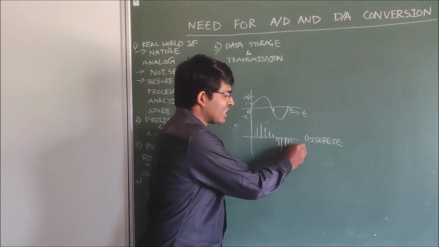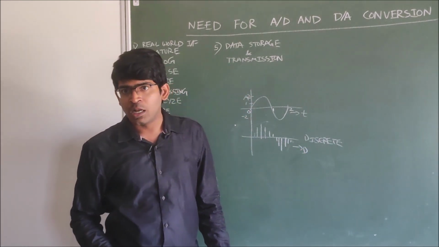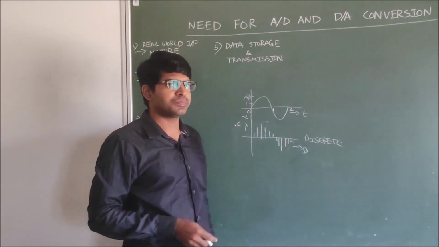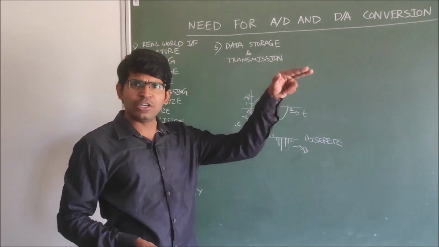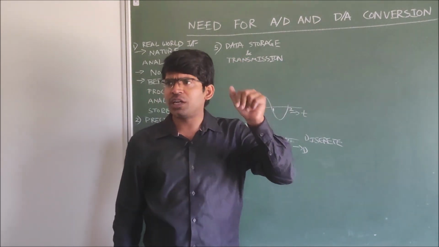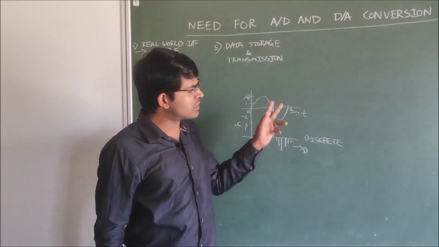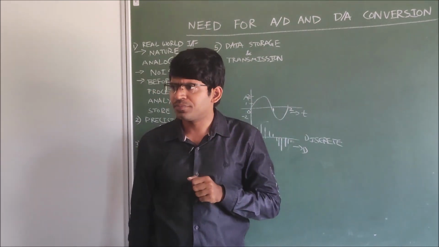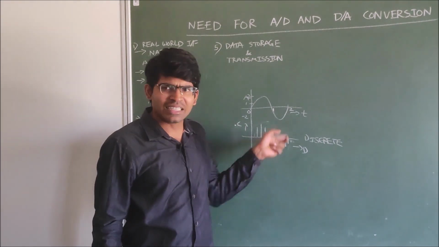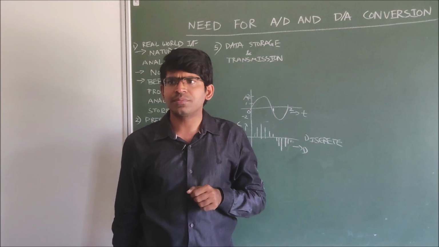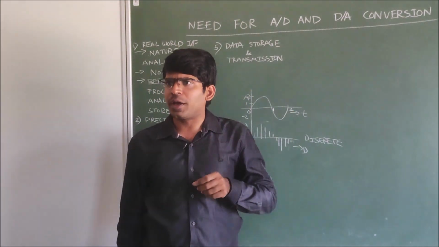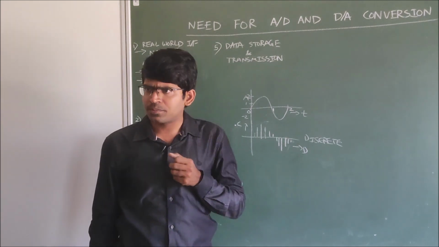This is discrete in time domain but continuous in amplitude domain. This is continuous in time domain and continuous in amplitude domain. This is called an analog signal, also called a continuous signal. This is discrete in time domain and continuous in amplitude domain, but still the problem exists.